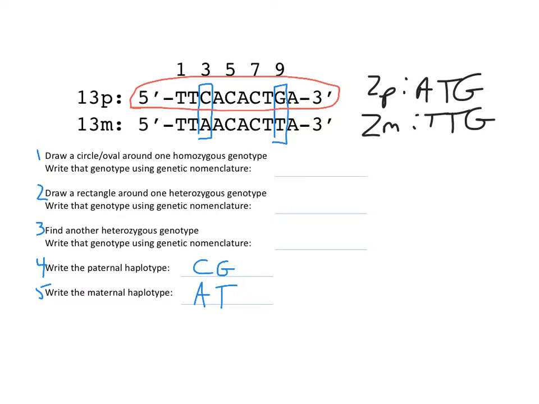So if we wanted to add that to these haplotypes, what would we have to add in question 4, right? The paternal haplotype. It's CG on chromosome 13, and then something on chromosome 2. So what do we want to put in?